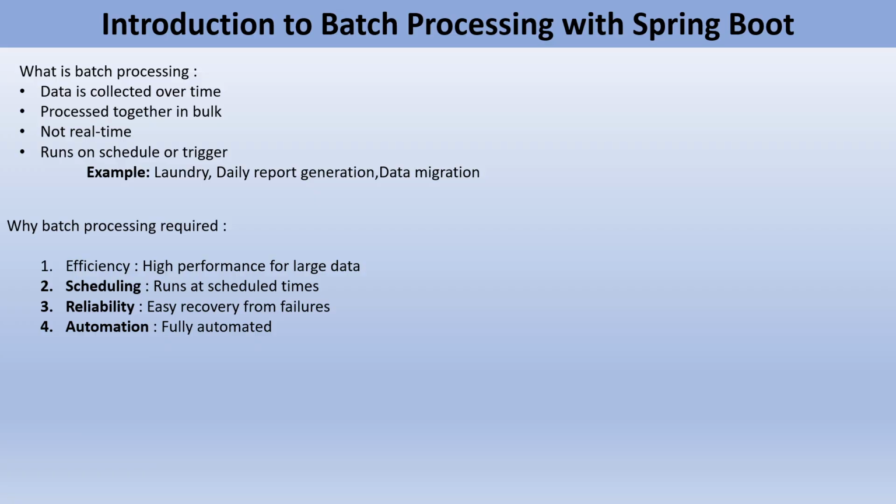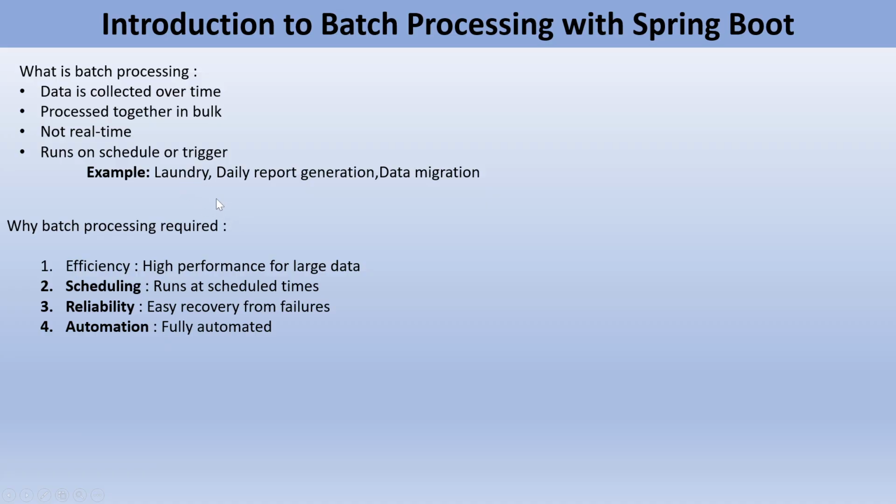Batch processing means we don't process data immediately. We first collect a lot of data and then process it together at once. Data is collected over time and processed together in bulk, unlike a real time system where every request is handled instantly, right? So batch jobs usually run at a fixed time, like every night in a scheduler. It's not real time, it runs on a scheduler or trigger.